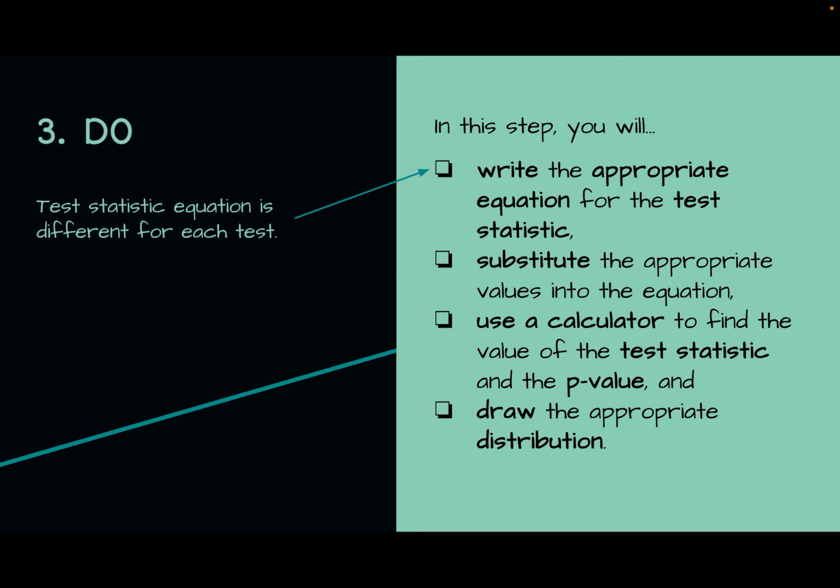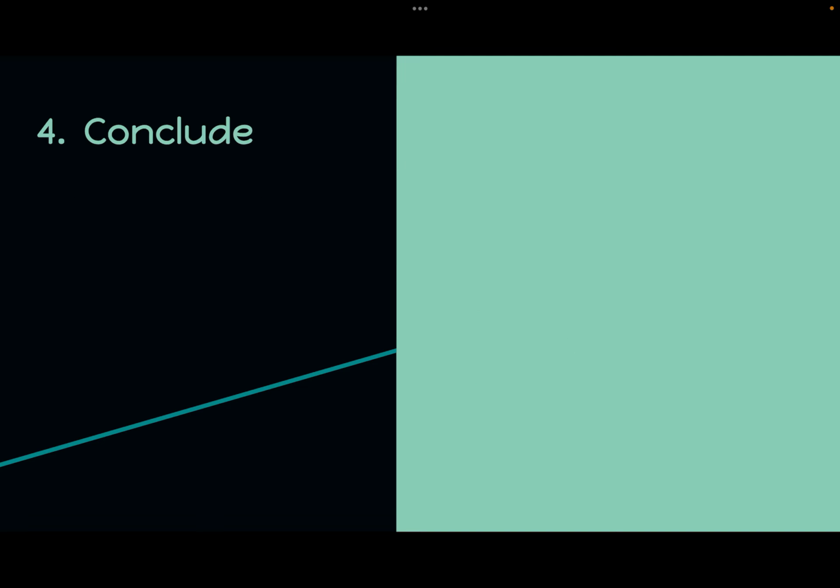The do step will look slightly different for each test because each test has its own test statistic. And we will go over those in the specific videos for each test we're going to do this week. Along with those new formulas for test statistics, there's also new calculator functions for each test. And the nice thing is those calculator functions are labeled exactly as we write them down on the page. So they're pretty easy to find once you know the names of the tests.